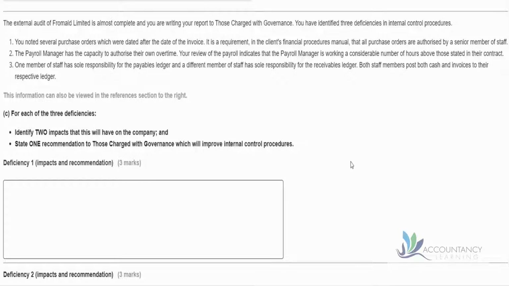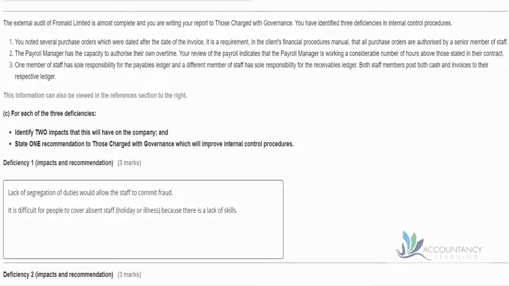And then for the third issue, one member of staff has sole responsibility for the payables ledger, and a different member of staff has sole responsibility for the receivables ledger. Both staff members post cash and invoices to their respective ledger. So we can see that there is a lack of segregation of duties here, and that means that they could perpetrate a fraud. So there's our first implication. Lack of segregation of duties would allow the staff to commit fraud.